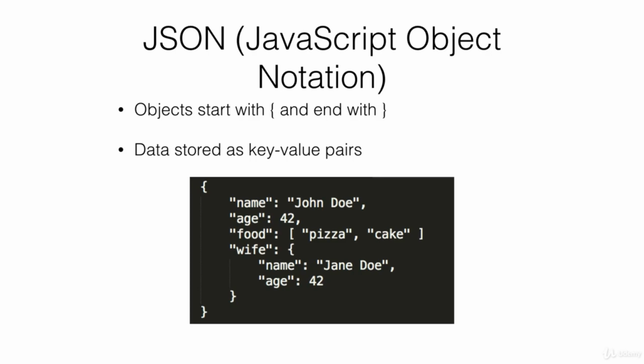Here's an example of an object. You can store strings like John Doe, or you can store numbers like 42 without quotation marks. And you can also store arrays, for example this array of strings right here. You can also store objects within objects.